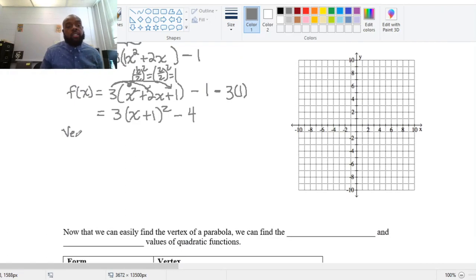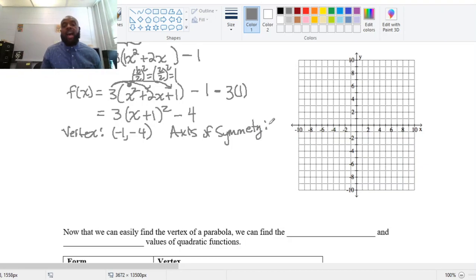So I know my vertex is given by (h, k). h is the value that I'm subtracting from x. When I see a plus sign, I'm subtracting a negative. So that's a negative 1. And whatever sign I have on my k here, I take that. So I have negative 1, negative 4. My axis of symmetry is the line x equals the x coordinate of my vertex, which is negative 1. Remember, it is an entire line, so I need to see x equals, all right? And then, how my parabola opens: since that 3 is positive, I know it opens upward.